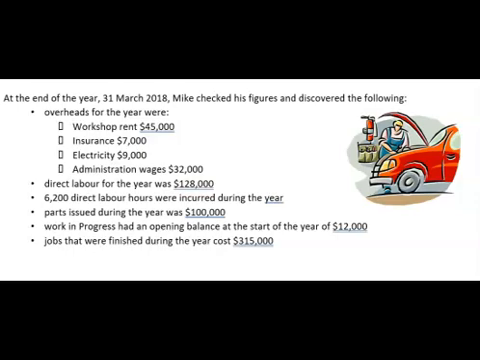Now let's look at this example. This is a mechanical business. A mechanic discovered overhead for the year where these are the actual ones. His rent was 45,000 for the year, insurance 7,000, electricity 9,000, and wages 32,000. And this was their labor cost. That was the labor hours they used during the year. These were exactly how many parts they have used. And this is their work in progress.